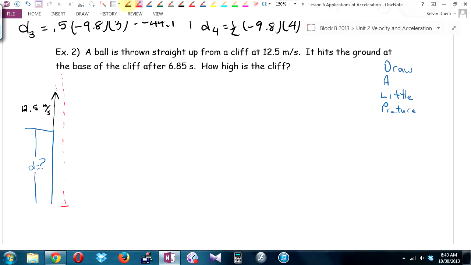Now let's DFIC. So what are they asking me to find? D equals question mark. What else do I know? Hey, what is that 12.5? It's the velocity. Which one? I think that's our launch, our initial velocity. I see a 6.85. What's that? Oh, seconds.